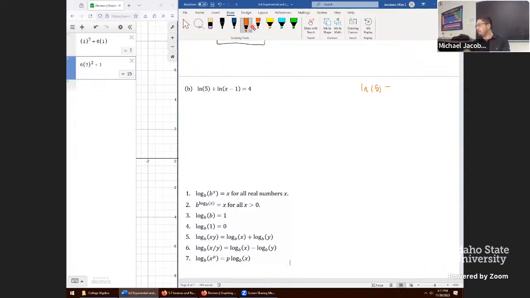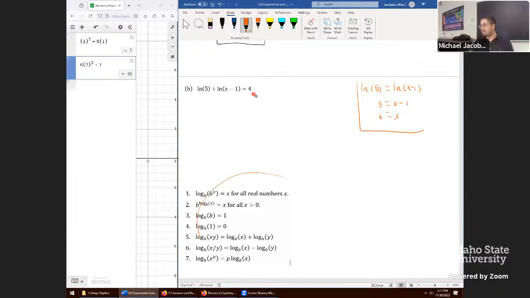We could have written it as natural log 5 equals natural log x minus 1. We would have said 5 equals x minus 1, and we're home free. 6 equals x. But that's not our problem. This 4 here is destroying that strategy. I can't put a logarithm isolated on the left side and another logarithm isolated on the right-hand side. So that means we have to do something else.